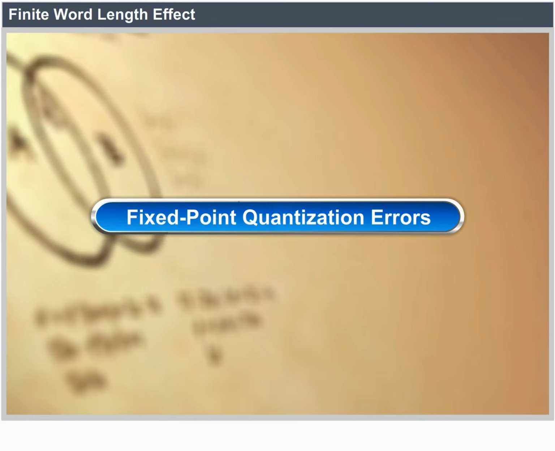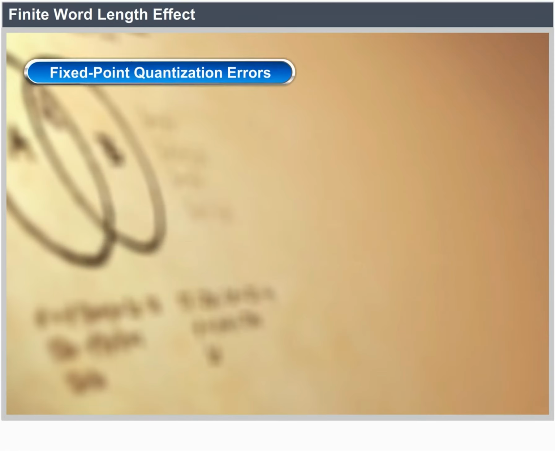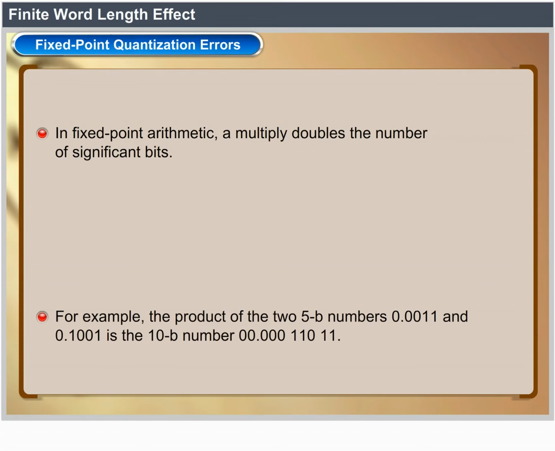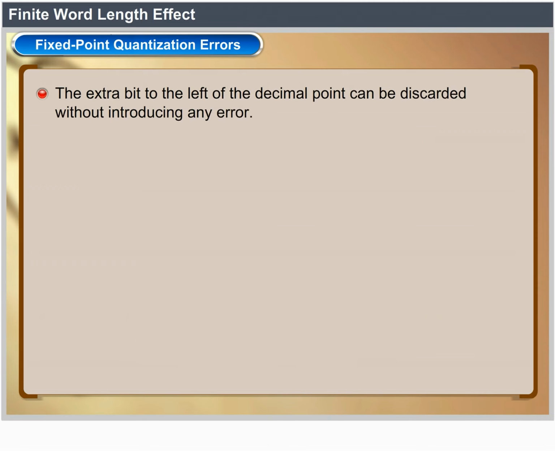Fixed point quantization errors. In fixed point arithmetic, a multiply doubles the number of significant bits. For example, the product of the two 5-bit numbers 0.0011 and 0.1001 is the 10-bit number 00.00011011. The extra bit to the left of the decimal point can be discarded without introducing any error.